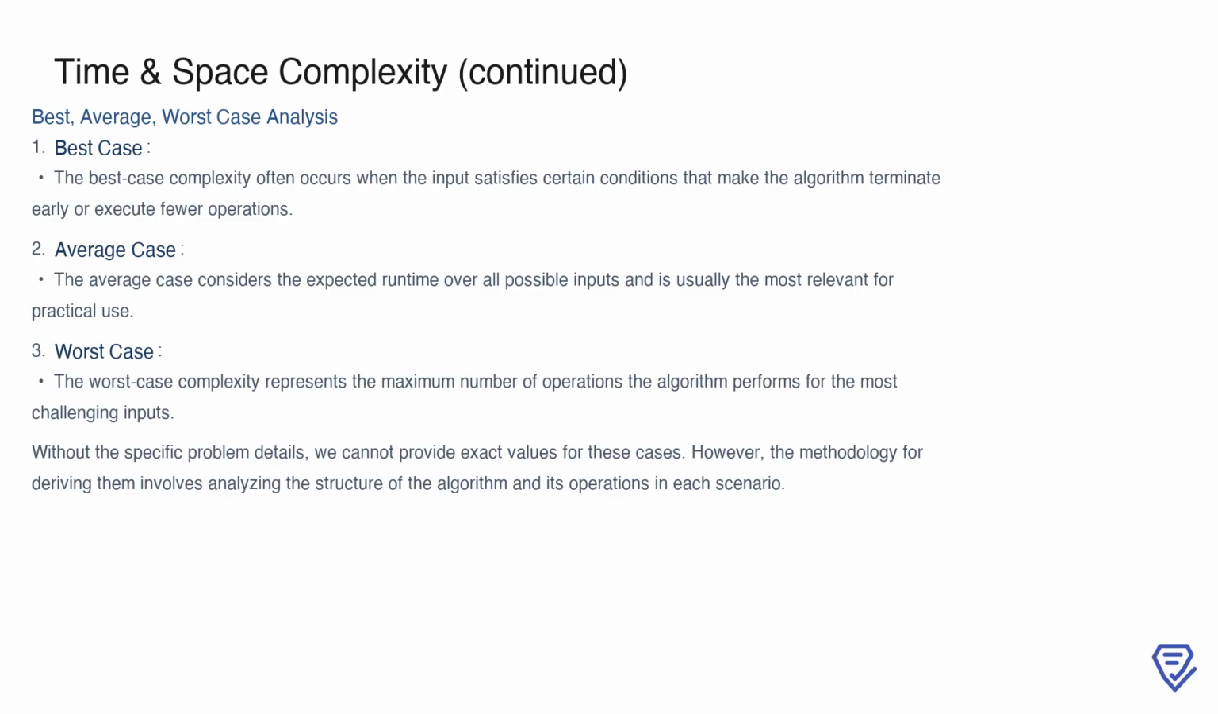The average case calculates the expected runtime over all possible inputs, making it the most practical metric for real-world applications. Meanwhile, the worst-case scenario represents the most challenging input, where the maximum number of operations is required. This is useful for understanding the upper limit of an algorithm's runtime. While we can't determine exact values without specific problem details, the process involves analyzing how the algorithm behaves under each of these conditions to derive its complexity.